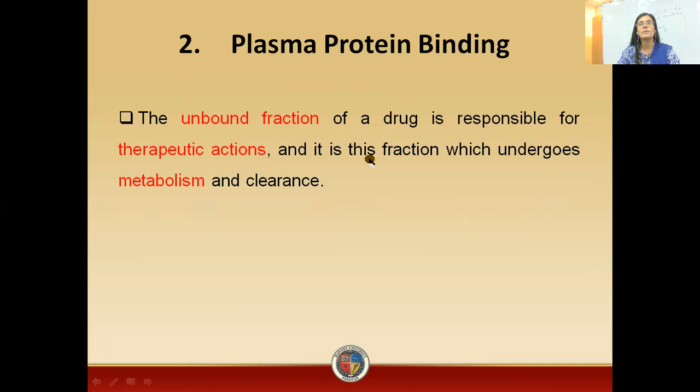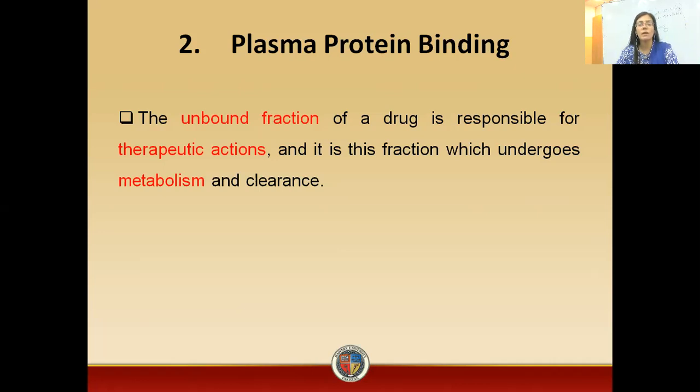Now coming towards plasma protein binding, that is the second factor. Now, if your drug is bound to protein, it means your drug is in a bound state. It is not in the free state. It is unable to exert its therapeutic action. It is not undergoing the process of metabolism.